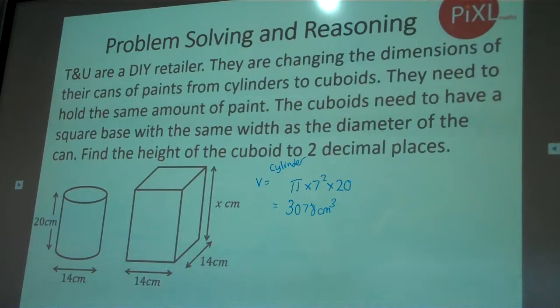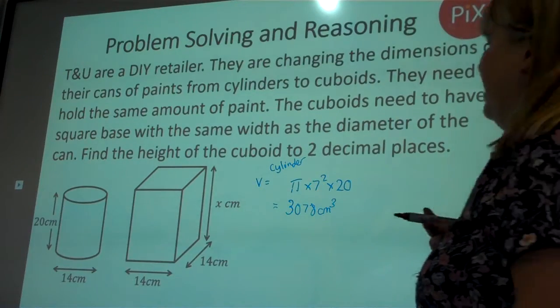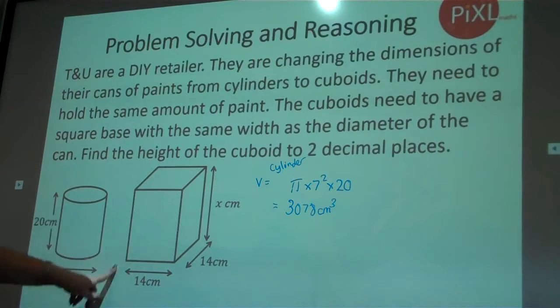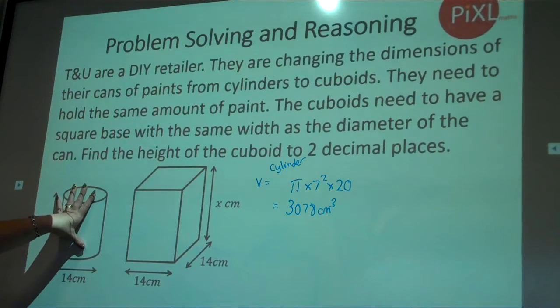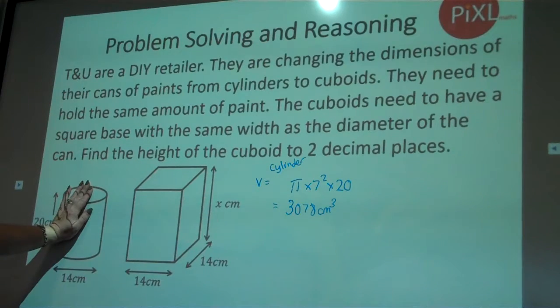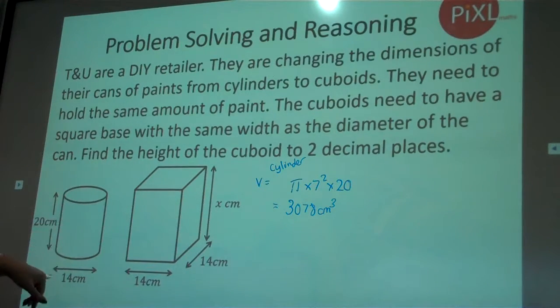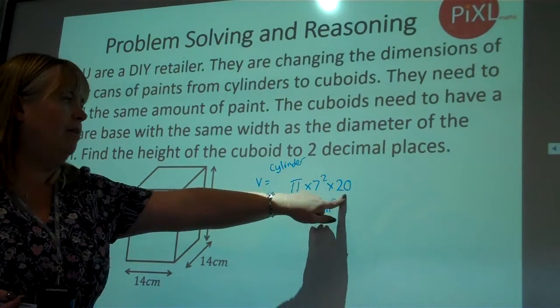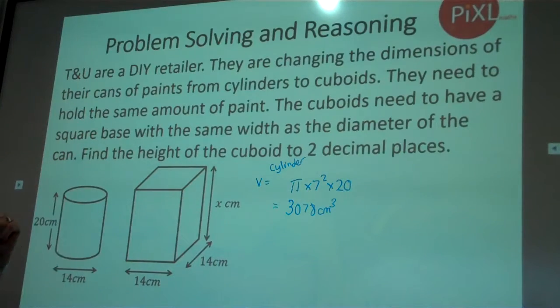That's all you did. Well, okay, it says that T&U are a DIY retailer. They're changing the dimensions of their cans of paint from cylinders to cuboids. So normally when you buy a can of paint, it's in that shape. Happy? And you've worked out the volume of that shape to be 3078 centimetres cubed. Because that's the diameter, you've taken the radius of 7, so you've done pi times radius squared times the height of the can. You've got 3078.